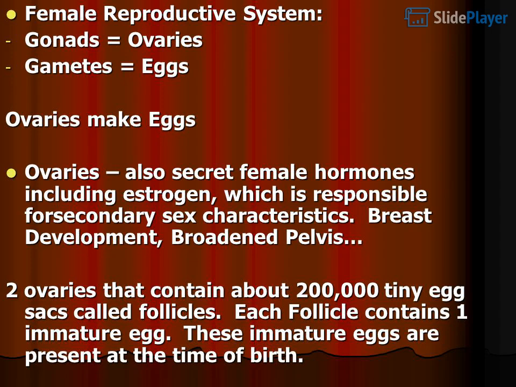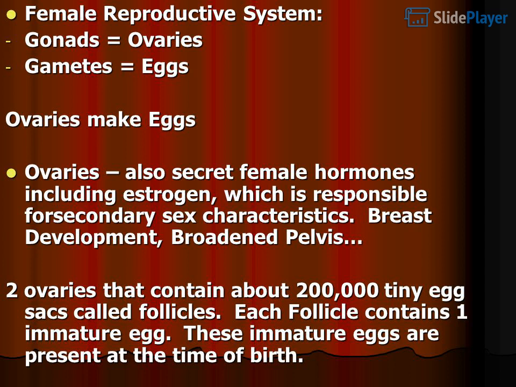Female reproductive system. Gonads equals ovaries. Gametes equals eggs. Ovaries make eggs. Ovaries also secrete female hormones including estrogen, which is responsible for secondary sex characteristics: breast development, broadened pelvis.